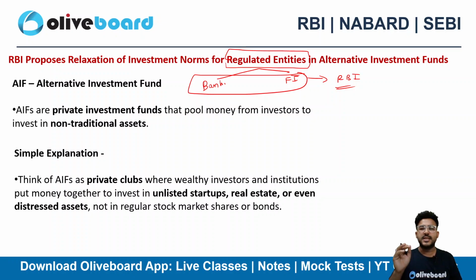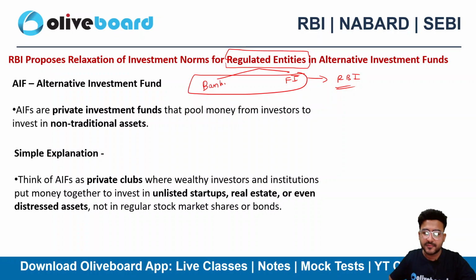Another terminology is alternate investment funds. Now these are not the traditional sources of funds, right? These are alternate sources of funds. What is an alternate source of funds? Just like a mutual fund company takes investment from so many investors and forms a pooled fund, just like that, AIF is also doing the same.